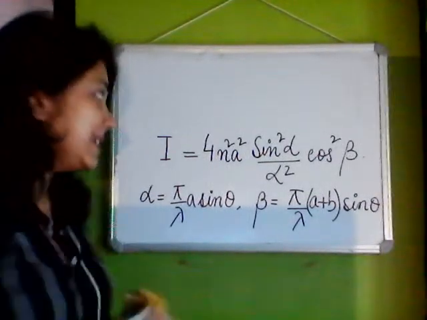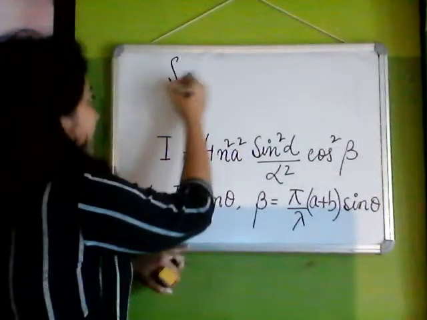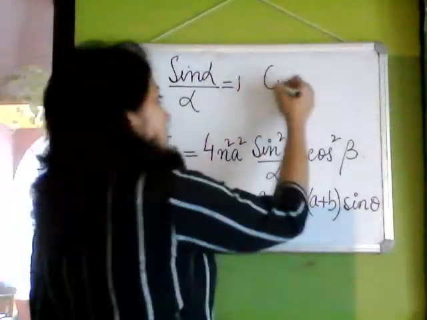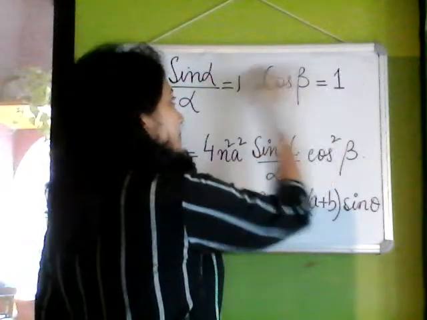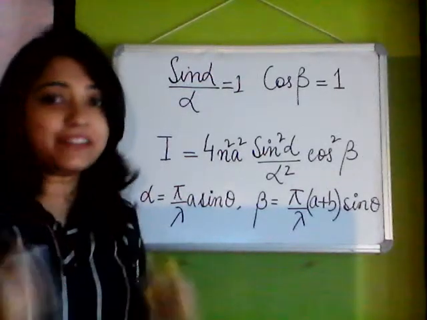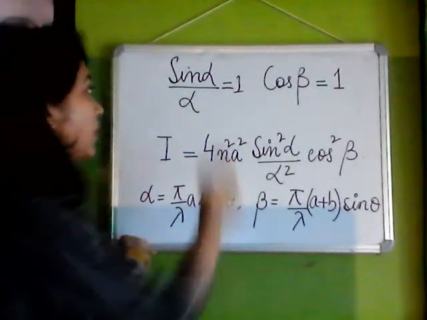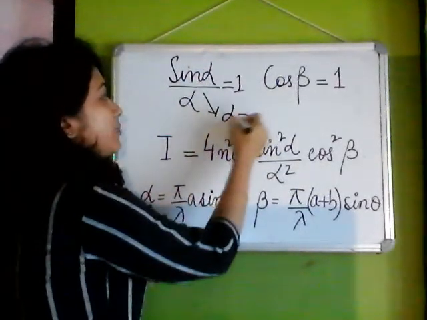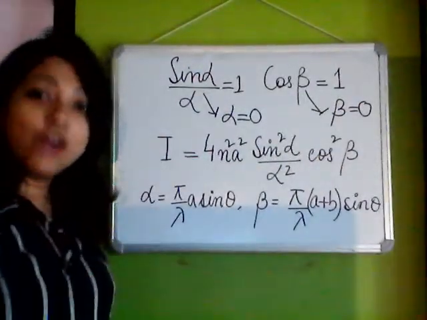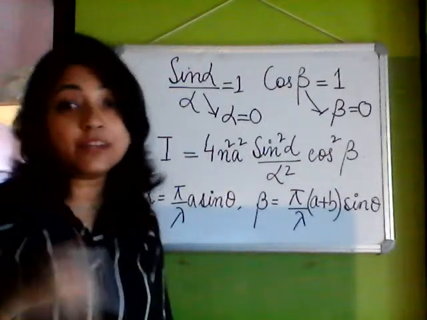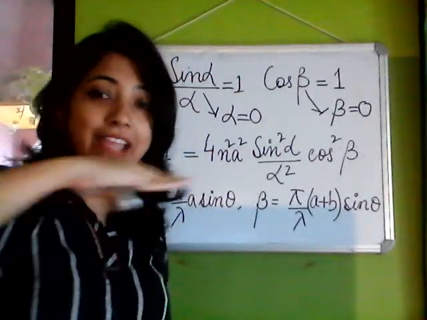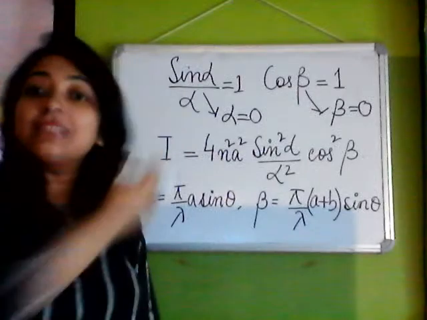The only possibility is that sine alpha by alpha must be 1 and cos beta must be 1. If I ask you for which angle we are supposed to get this, you all will readily say that we can only achieve this when alpha is equal to 0 as well as beta is equal to 0, isn't it? For the individual values of alpha and beta being 0, that means where the bending of light has not occurred at all, we are going to get the central maximum.